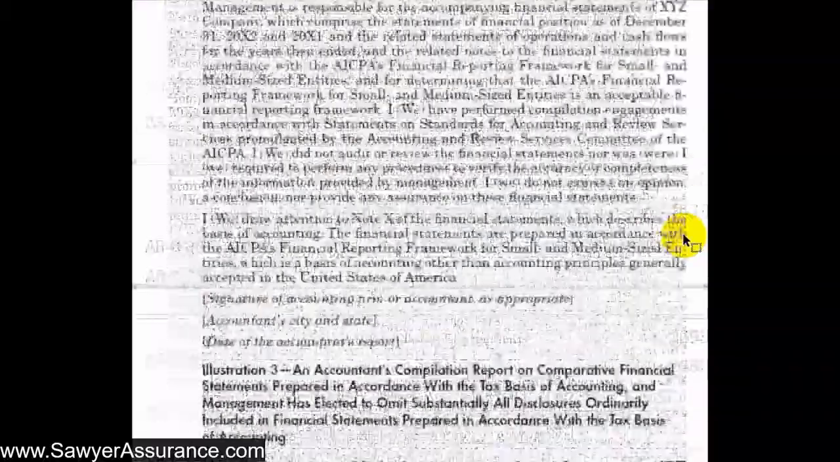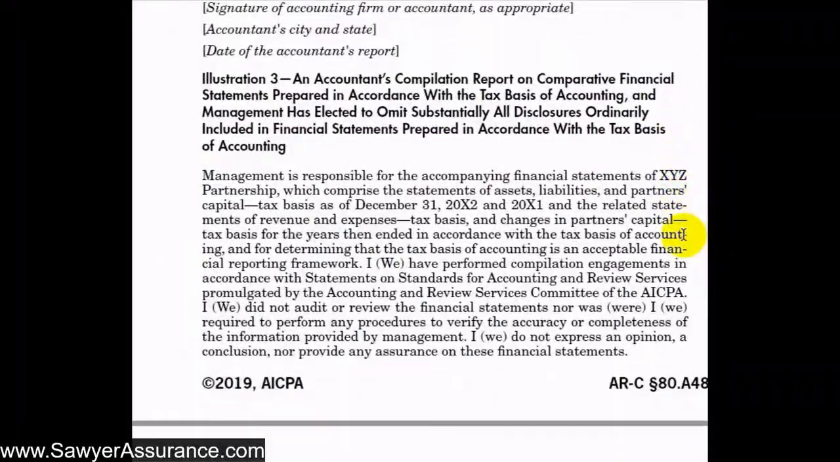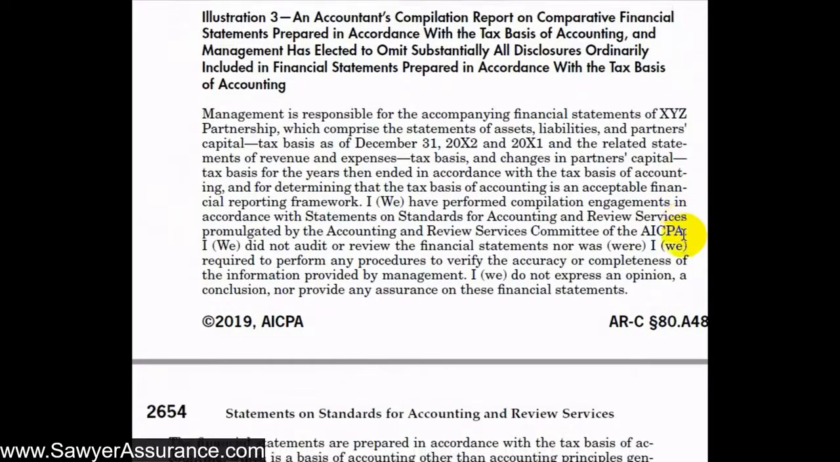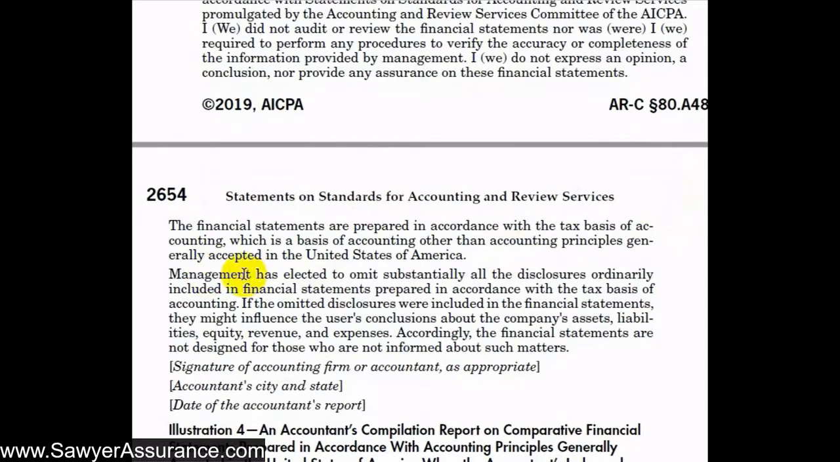So let's go down and take a look at illustration 3 to see the disclosures they included to notify the users of the financial statements that the disclosures were omitted. So we see here that we have this paragraph. Everything else was similar to what we've seen before, but they've included this paragraph. And it says that management has elected to omit substantially all the disclosures ordinarily included in the financial statements that are prepared in accordance with the tax basis of accounting, and that if the omitted disclosures were included in the financial statements, then they might influence the user's conclusions about the company's assets, liabilities, equity, revenue, and expenses. And accordingly, the financial statements are not designed for those who are not informed about such matters.